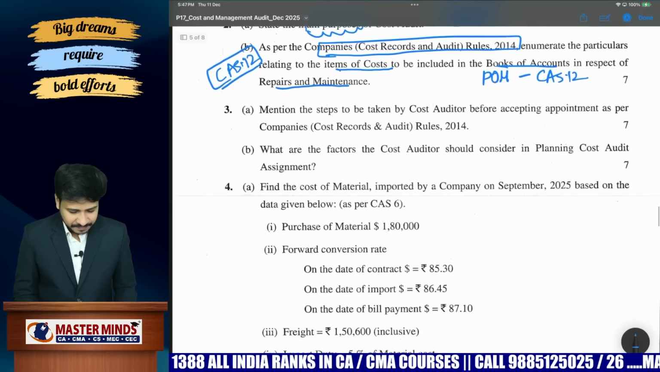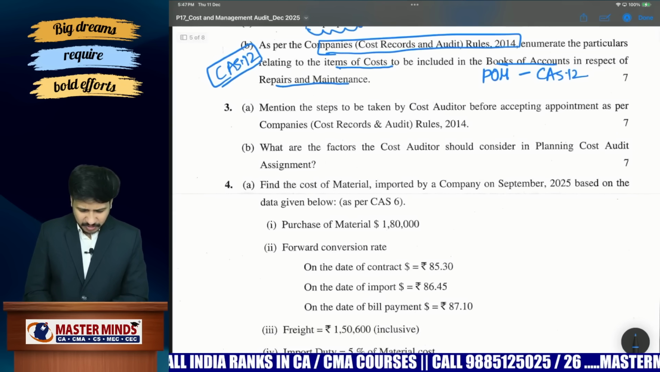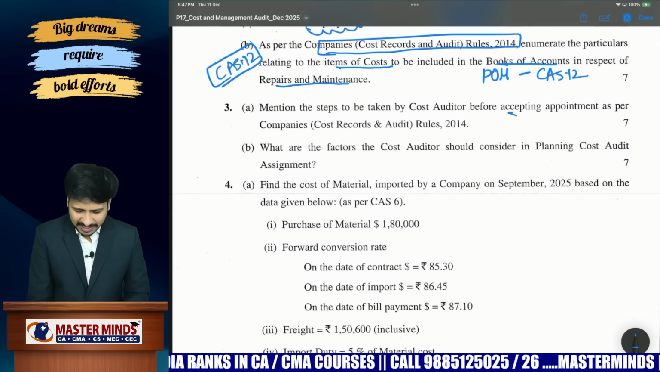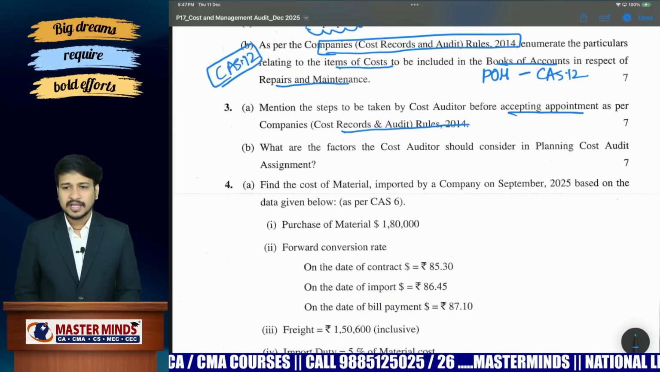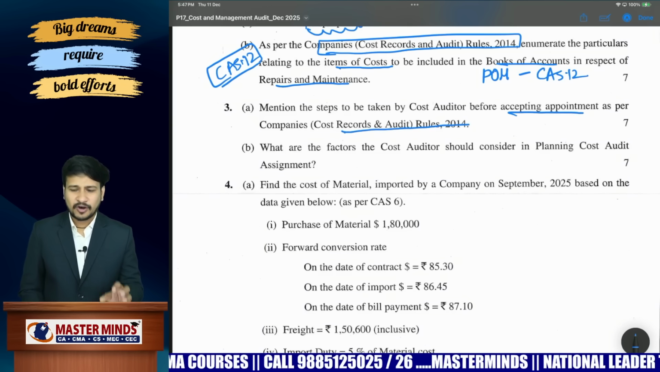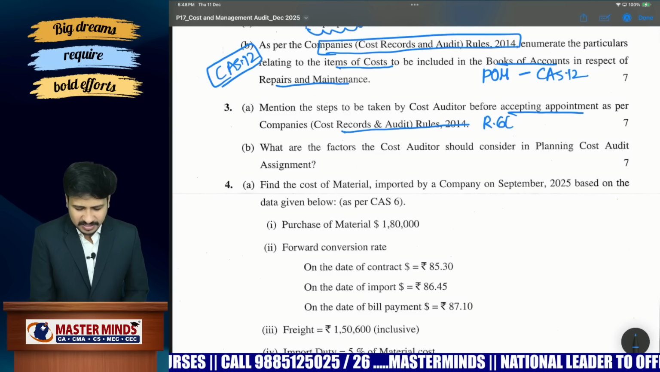Now 3A: mention the steps to be taken by the cost auditor before accepting the appointment as per CRAR 2014. If I am not wrong, it is Rule number 6B.